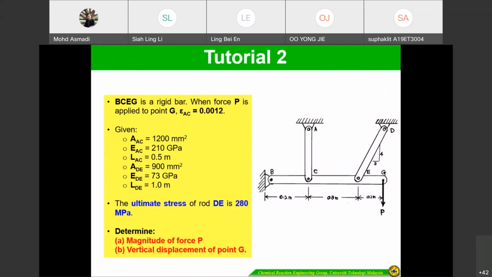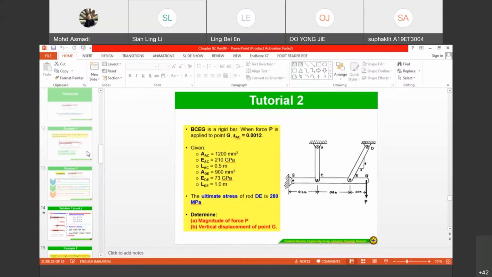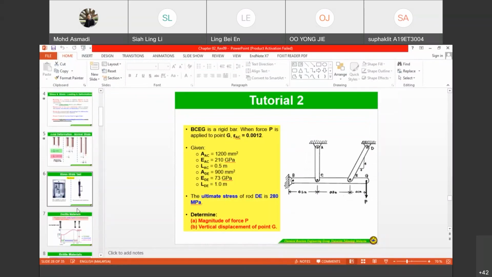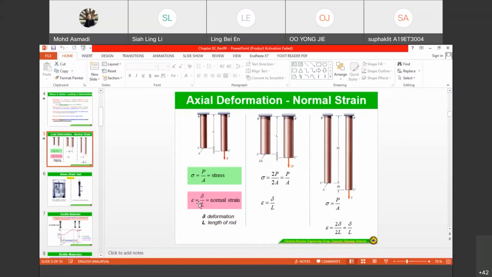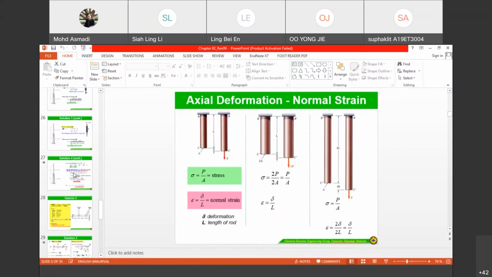Okay, so if you look at here, BCEG is a rigid bar when force P is applied to point G, strain. Okay, this is a strain. You have to remember the equation of the strain. Please refer to the previous slide. What is the equation for the strain? This one, delta L, stress divided by length. This is what I told you. You have to be familiar with these equations, right?